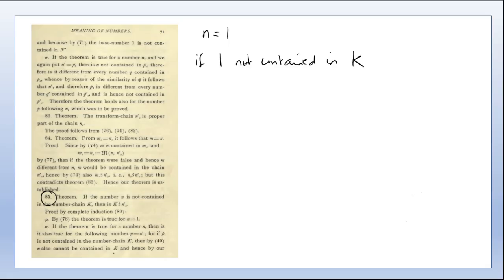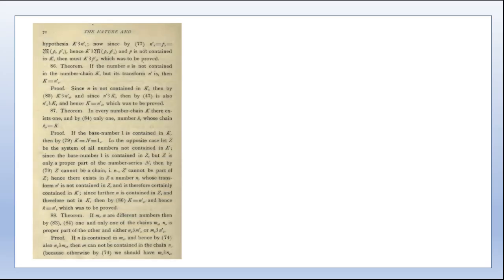So if the theorem is true for... I'll go on to the next page now. So if the theorem is true for a number n, then it is also true for the following number p equals n primed. For if p is not contained in the number chain k, then by 40, n also cannot be contained in k. So what's 40?